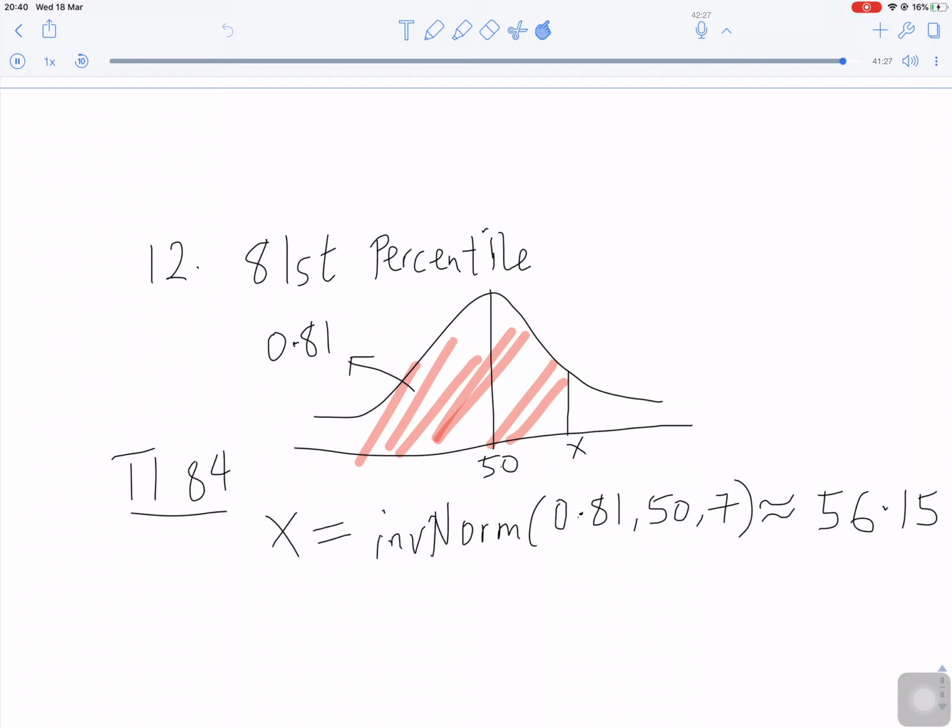All right. So inv norm, you have the area, which is 0.81, area to the left, and then the mean is 50, and then the standard deviation is 7. So that will be approximately equal to 56.15. So that gives you the 81st percentile, or the number for which 81% are either less or equal to, or 19% are greater than.